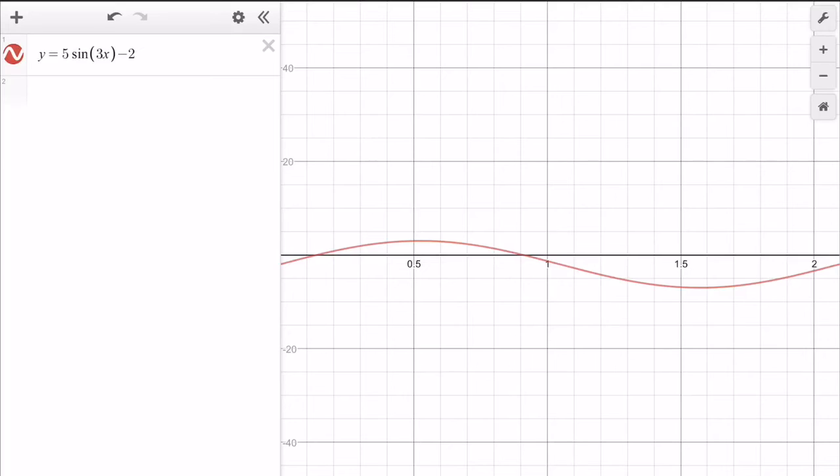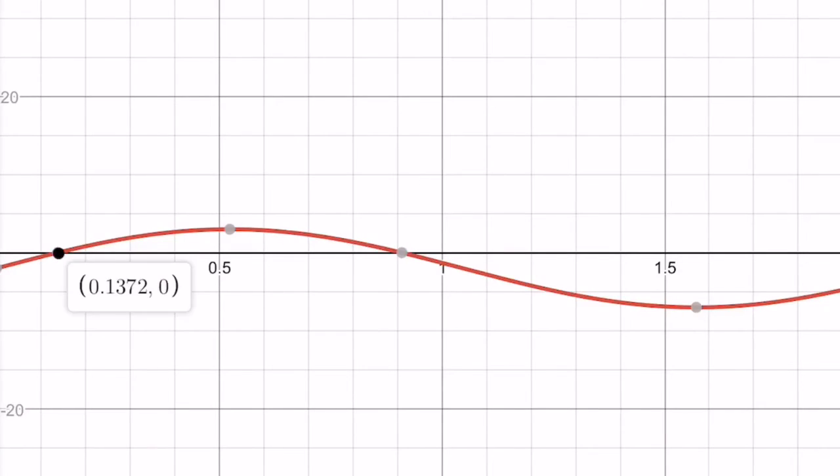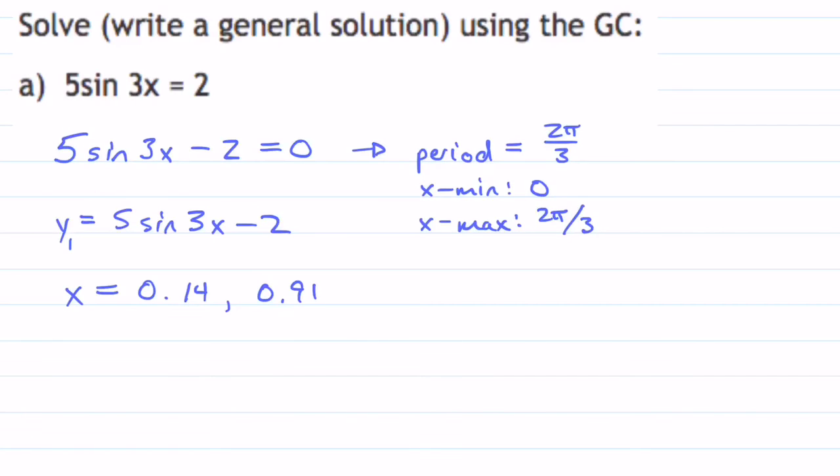The y-axis is pretty big, but doesn't really matter. So now you can see there's just the two solutions and we just got to tap them. So 0.14 and 0.91 are my two x values. So those are the answers for one cycle.